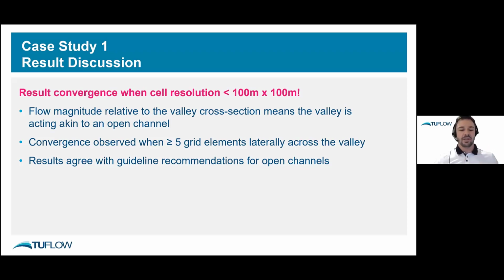That being said, it's important to consider the flow mechanisms relative to the features that we're modeling here. And within that context, the flow magnitude relative to the valley cross-section as a whole means that it's akin to an open channel. And when you move to that mindset, all of a sudden you find that that 100 by 100 meter cell translates to more than five cells across the valley. And yes, we agree with that guideline, or the results confirm that the recommendations within the guideline are sound and correct.